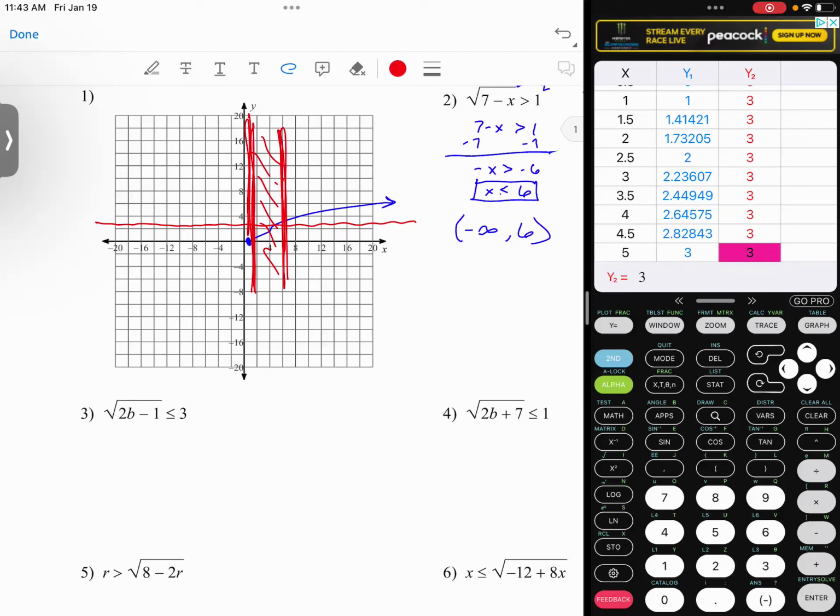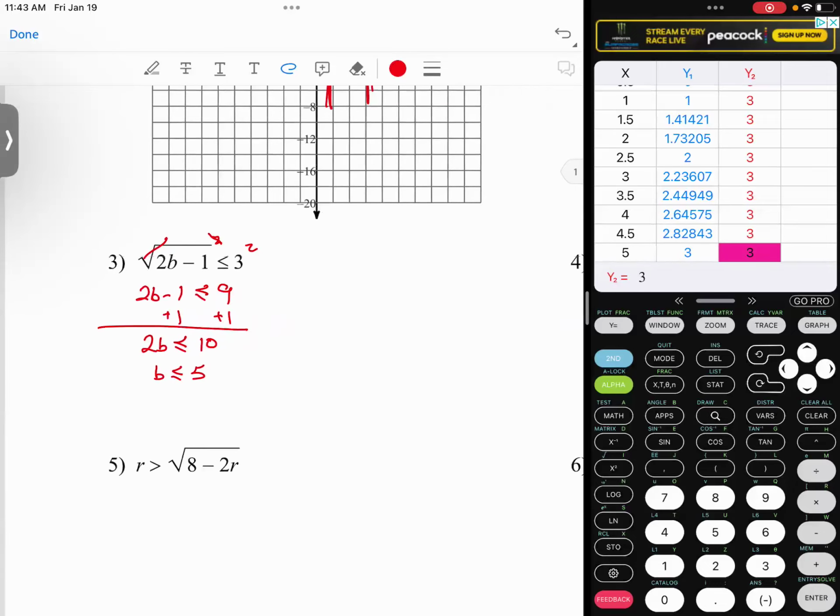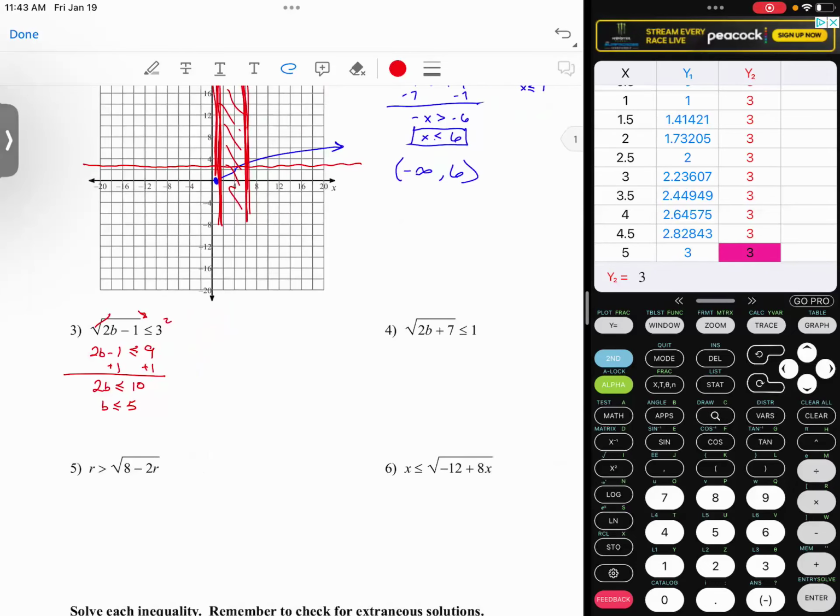And let's see how that plays out in our algebraic solving here. If you square both sides, which is what you should do, you get 2b minus 1 has to be less than or equal to 9. You add 1, you get 2b less than or equal to 10. Divide by 2. b has to be less than or equal to 5. And so that's part of our solution. It's saying all the values to the left of when b is 5 are going to solve my inequality. The only problem is that I start to get errors.